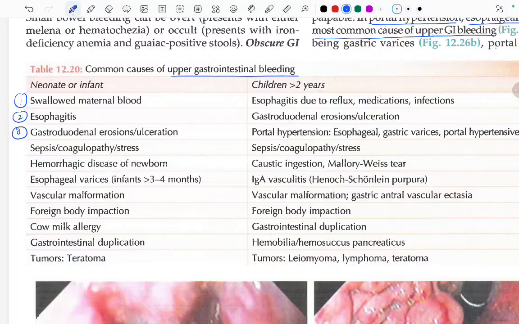gastroduodenal erosions and ulcerations. Then sepsis, coagulopathy and stress, hemorrhagic disease of the newborn, esophageal varices, vascular malformations, foreign body impaction, cow milk allergy, gastrointestinal duplication, and tumors like teratoma.